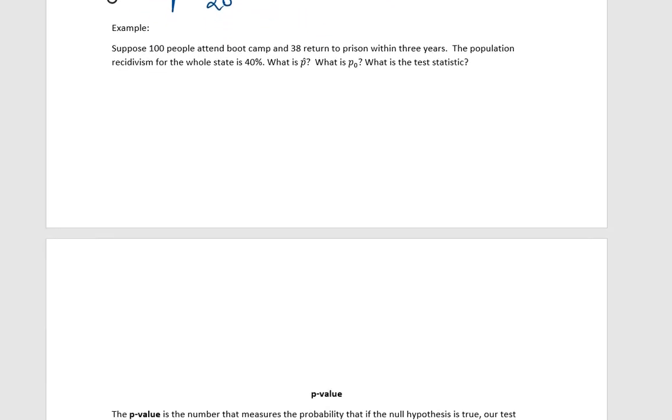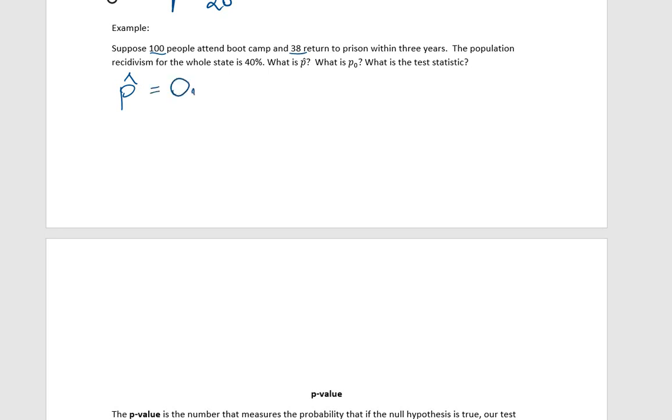Alright, let's continue on with a couple more examples. So, suppose that 100 people attend a boot camp and 38 return to prison within 3 years. The population recidivism rate for the whole state is 40%. What we want to know is what's p hat, what's p naught, and what's our test statistic. So p hat is when we actually ran a study, what did we see? So when we actually ran the study, we found out of 100 people, 38 returned to boot camp.